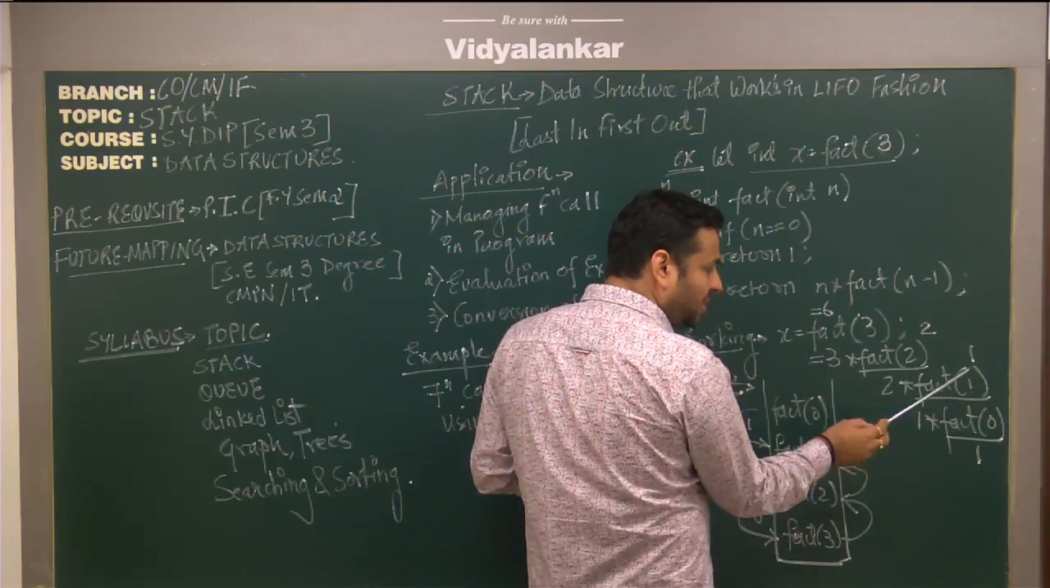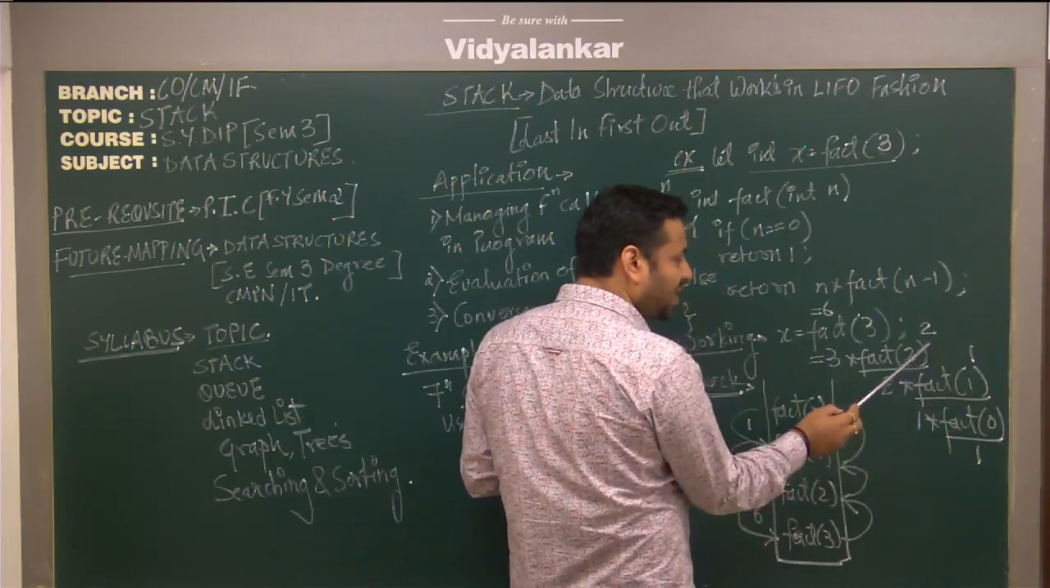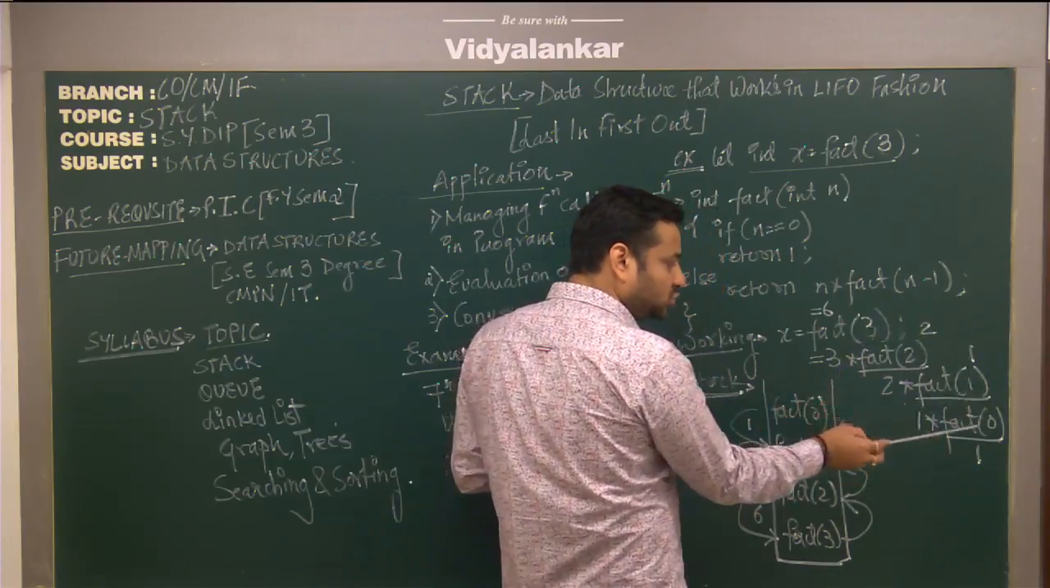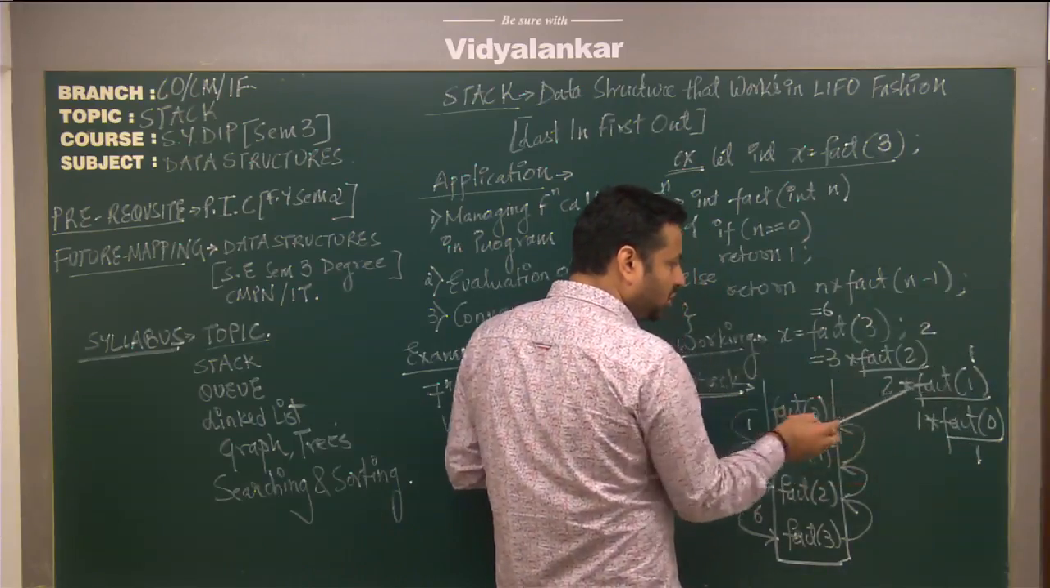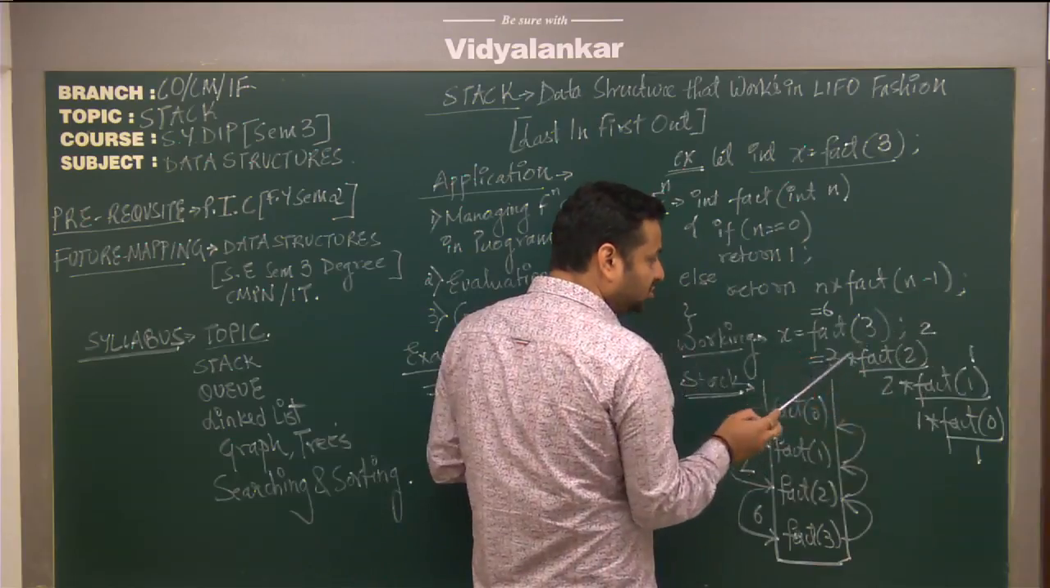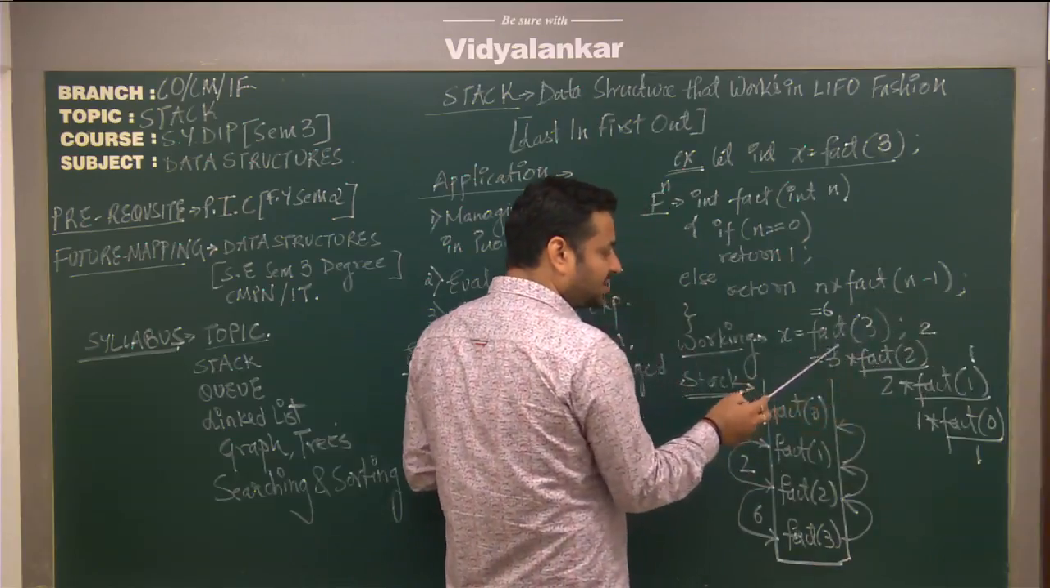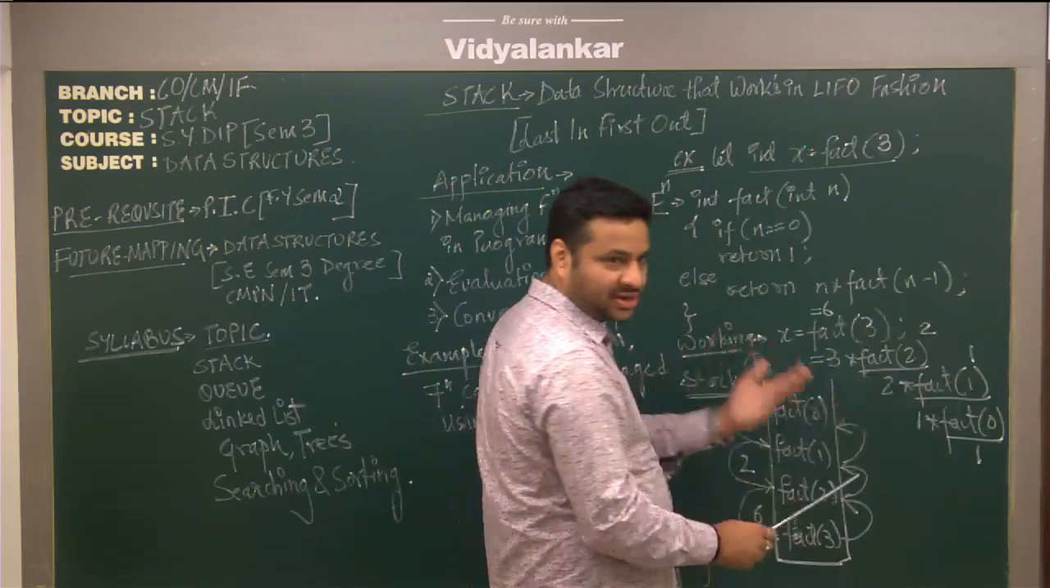Fact 0 is called by function fact 1, which is called by fact 2, which is called by fact 3. So fact 0 will return 1 into 1 to fact 1, which will return 2 into 1 to fact 2, which will return 3 into 2, 6, to fact 3. Well, how is this actually implemented?